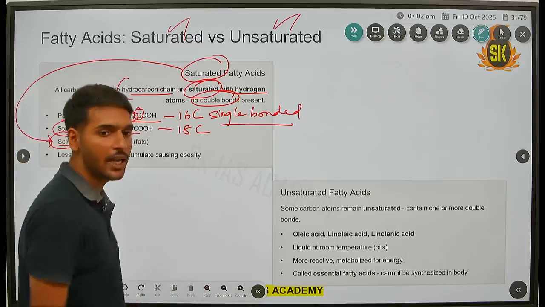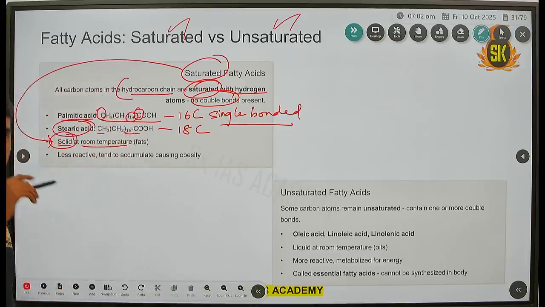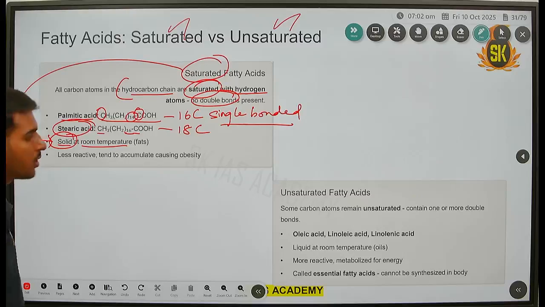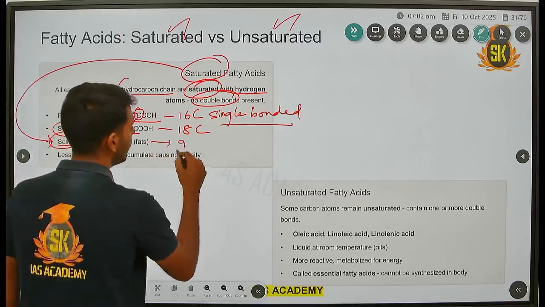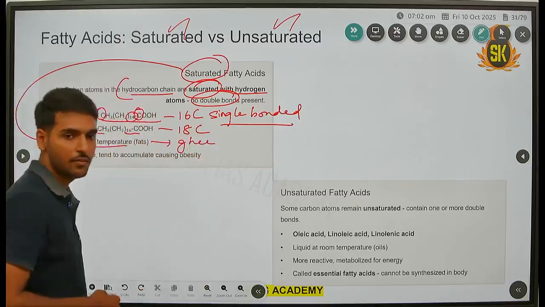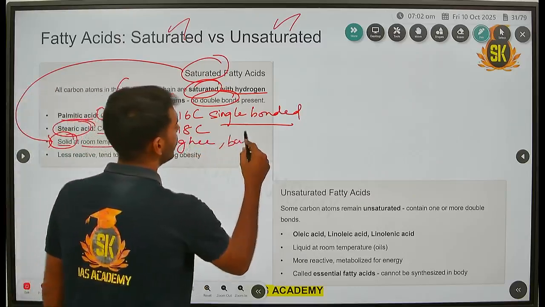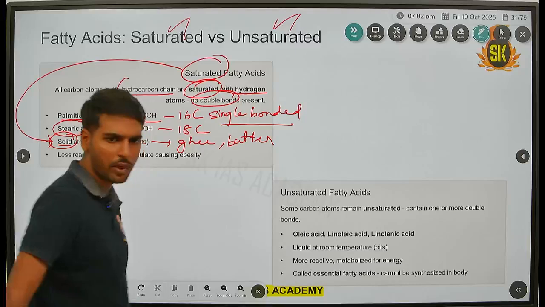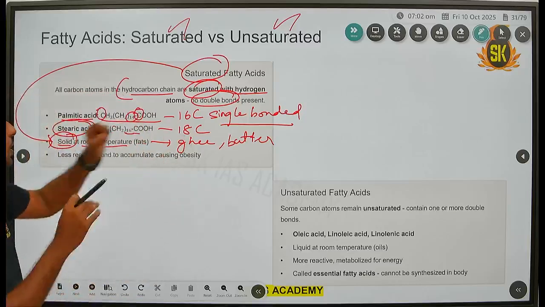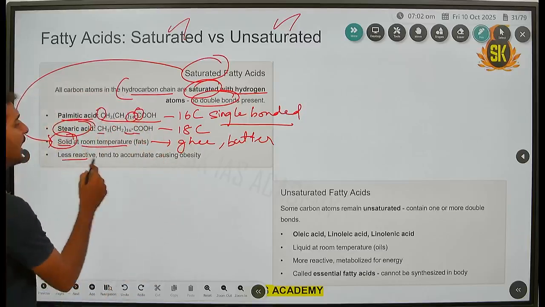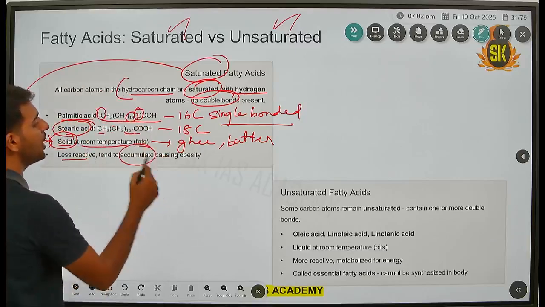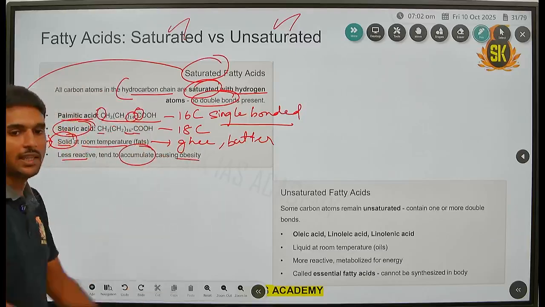Tell me an example we use daily in our homes, but is not recommended by the doctor. What is it? Ghee, butter. Okay, these are solids at room temperature, right? These are saturated fatty acids. Less reactive, tend to accumulate, causing obesity.